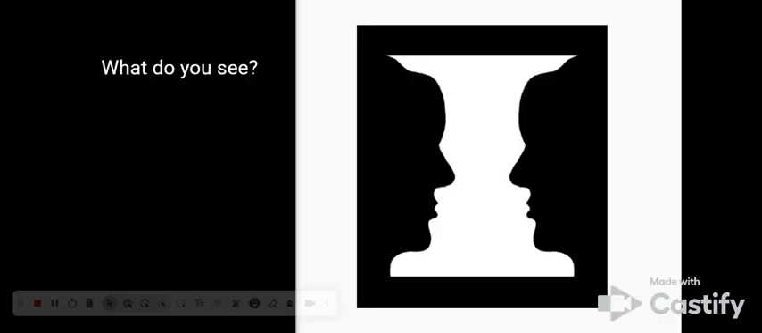So here, this is a play on both positive and negative space. People say, oh, well, I see two faces. Others say, oh, I see like a candlestick. This is just whether you decide the positive or negative space is the intended image.